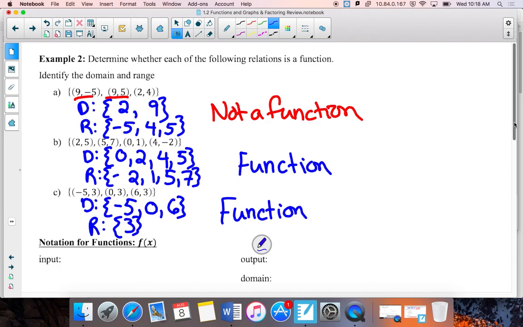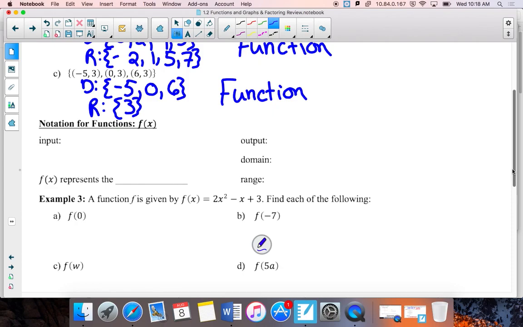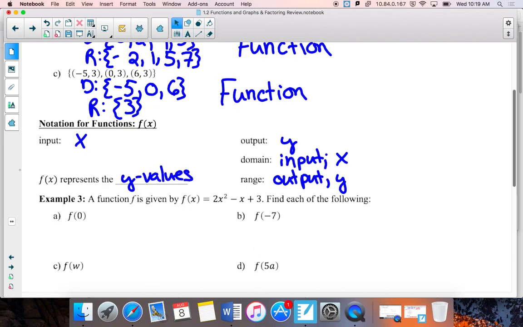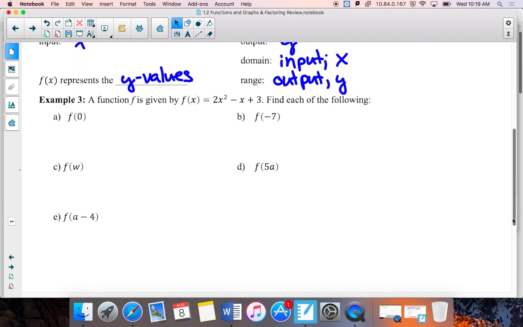So our notation for functions: input is always going to be our x values, output is y, and domain is always associated with inputs, or our x's, and range is our outputs, or our y's. And so f of x represents our y values. So if we have f parentheses 0, this is read as f of 0. So we plug in 0 for all of our x values.